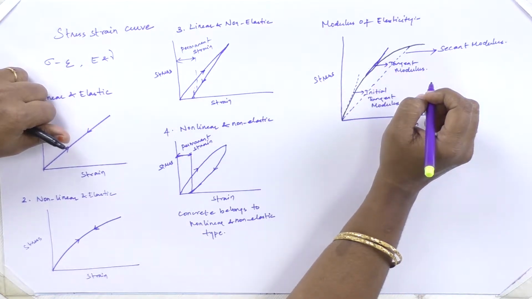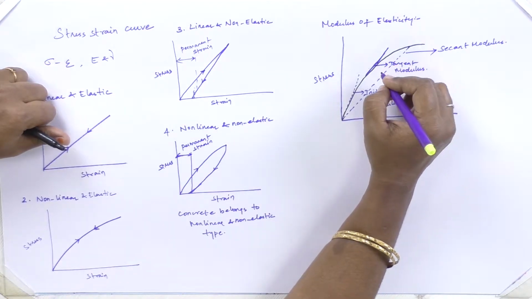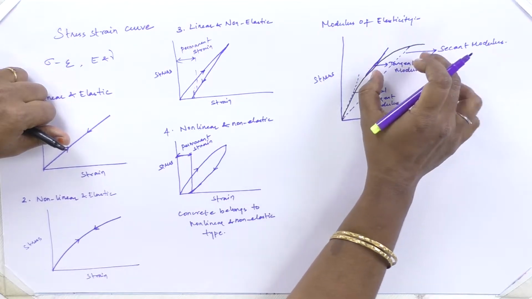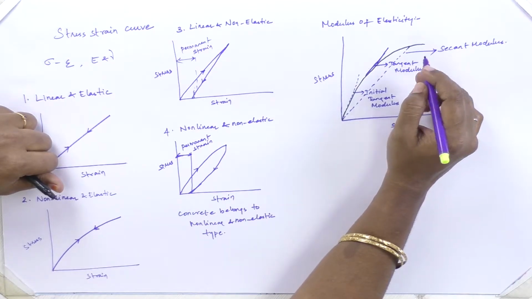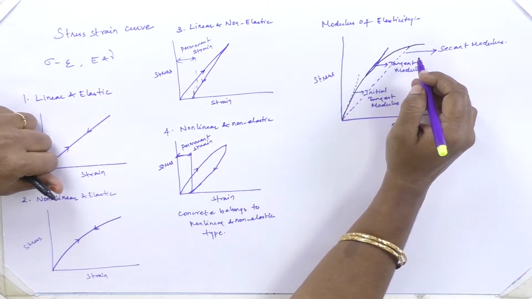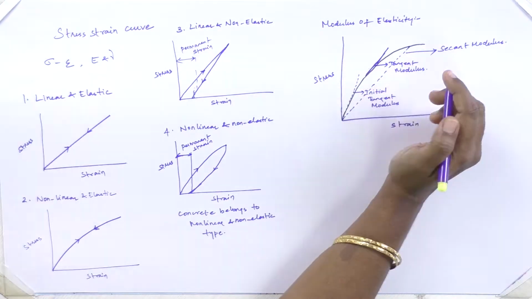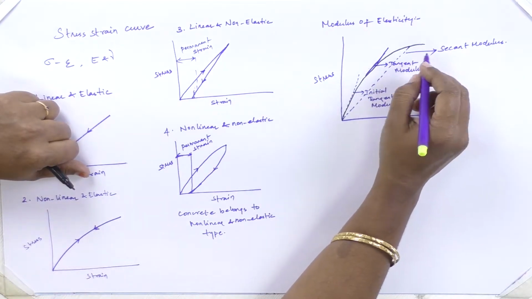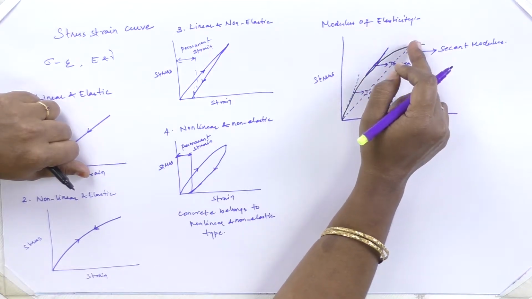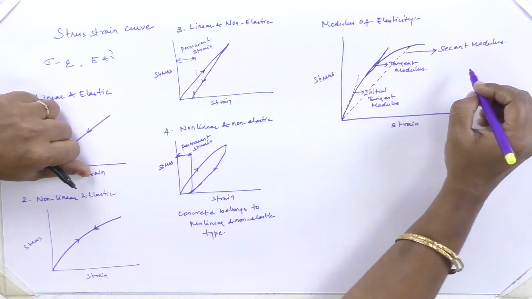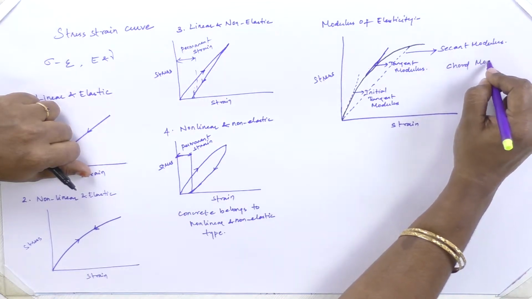If a line is drawn between two points, and the modulus of elasticity is determined with respect to the chord which is drawn between any 2 specified points, then that modulus is referred to as chord modulus.